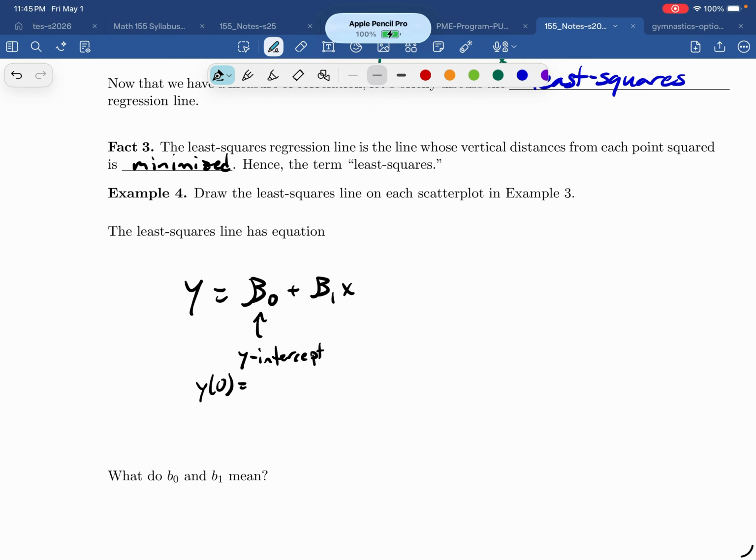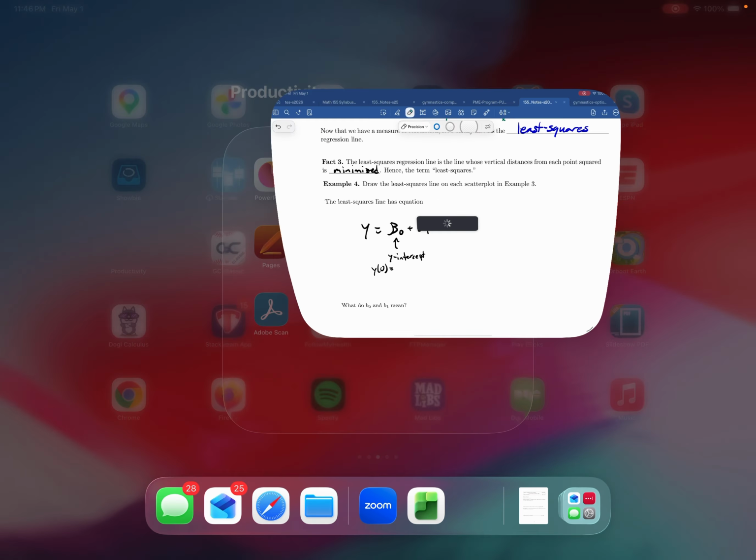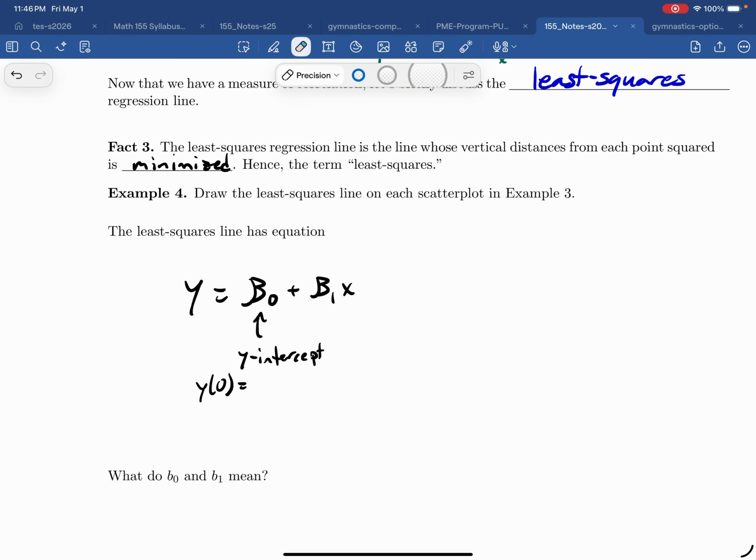So the pencil seems not to be working. Sorry about this technical issue, guys. My pencil decided to stop working.